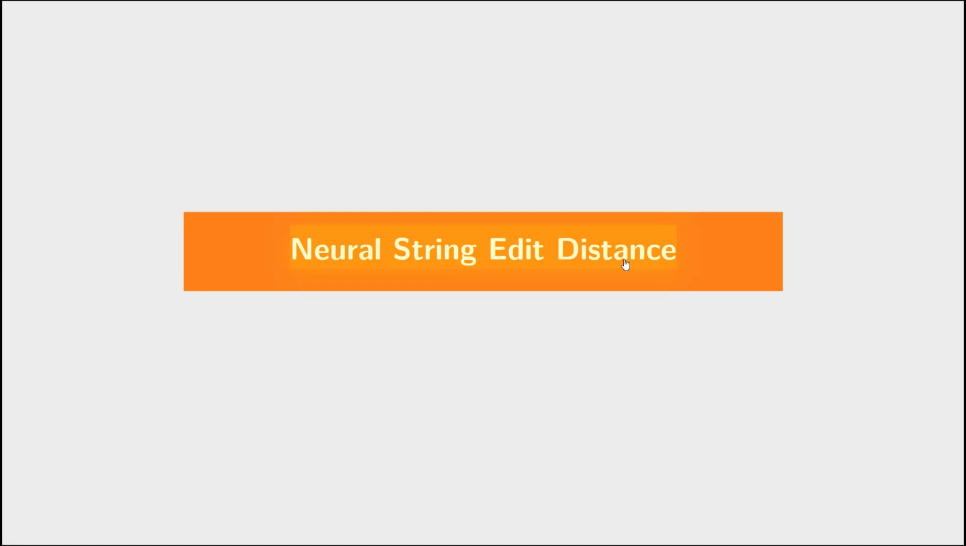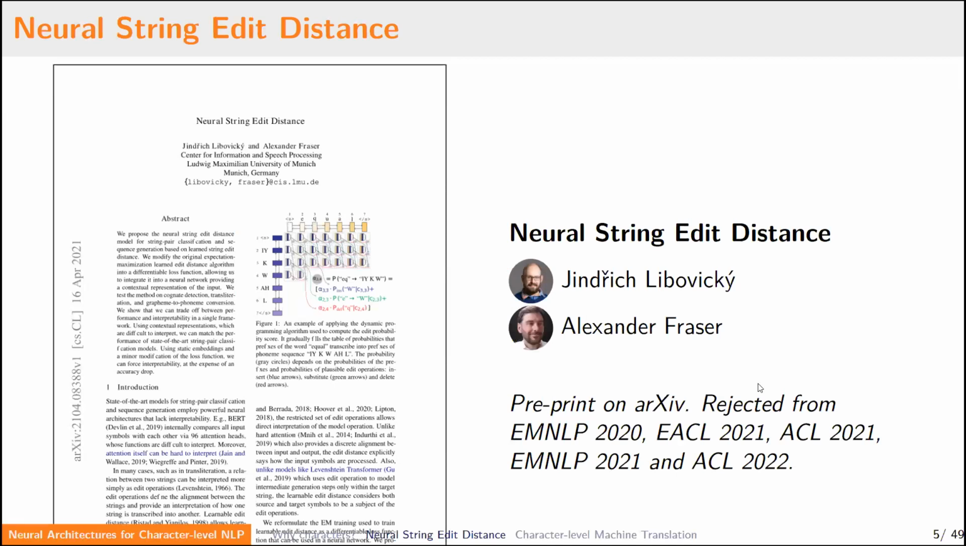And now I'm going to introduce a generalization of edit distance, of Levenshtein distance, with neural networks. It is based on a preprint that we made available almost a year ago, and it's a paper that got rejected from 5 conferences. But I still think it's a cool idea, and it's worth presenting here.